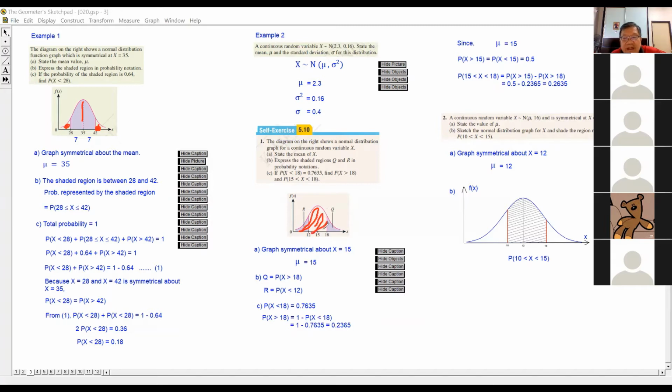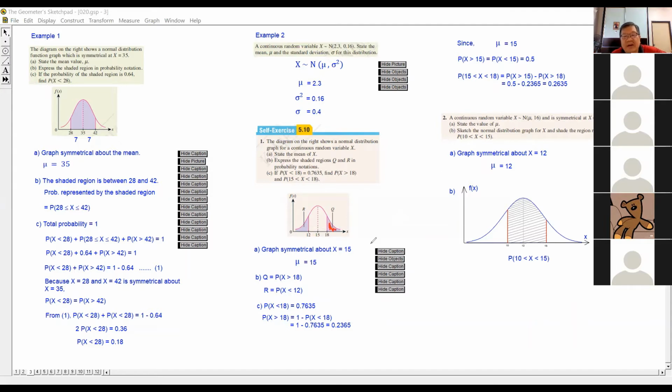All this, right? This is less than 18, including the lower tail. All this is less than 18. So what is the probability of X greater than 18? So you use 1 minus 0.7635. But this number, 0.2365, is only this part.